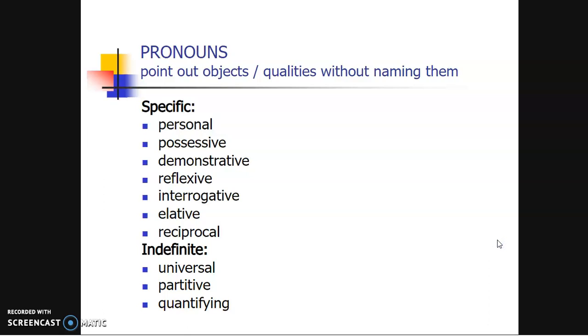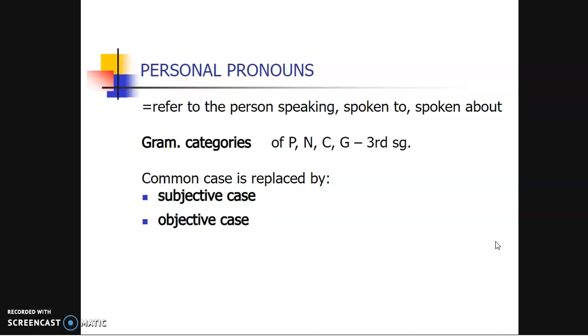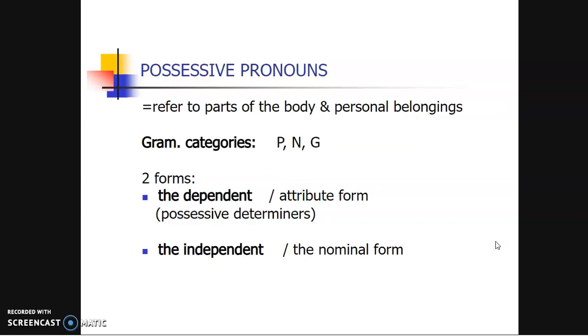What about the pronouns? Pronouns are divided into specific and indefinite pronouns. Specific pronouns will be personal, possessive, demonstrative, reflexive, interrogative, relative, reciprocal. Indefinite will be universal, partitive, quantifying. Personal pronouns refer to the person speaking, spoken to, spoken about. Subject case and objective case.